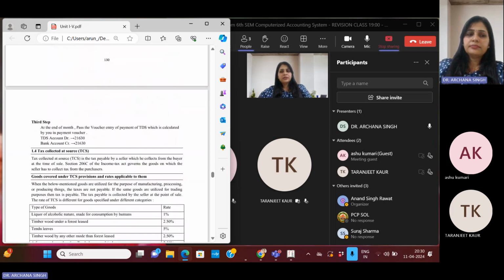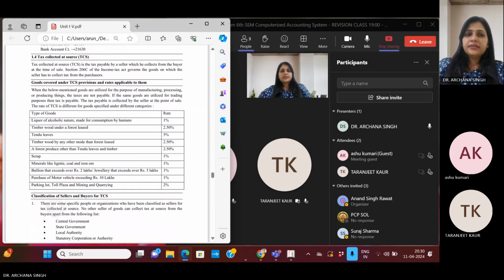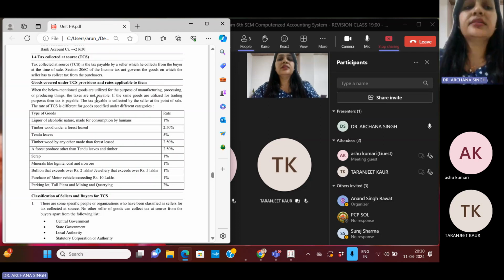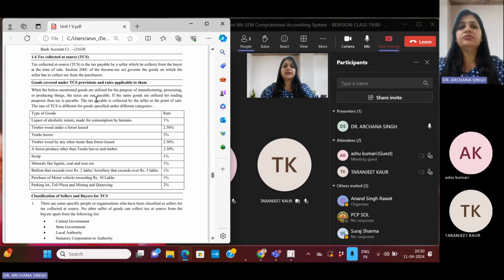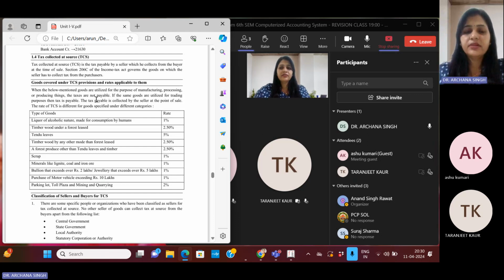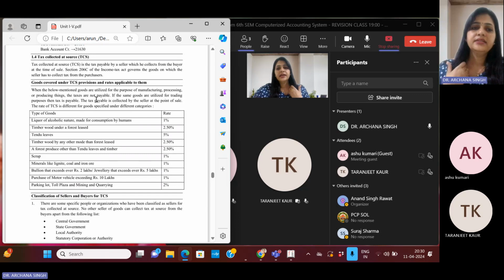Now next one will be your tax collected at source. What is it? It is the tax payable by the seller which he collects from the buyer at the time of sale, and it is covered under section 206C of the Income Tax Act, which governs the goods on which the seller has to collect the tax from the purchaser. So goods that are covered under the TCS provision, TCS is your tax collected at source, and the rates applicable thereon. What are they?